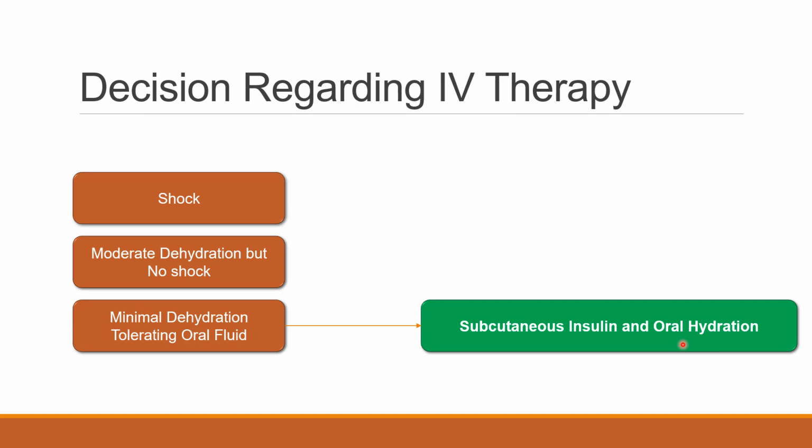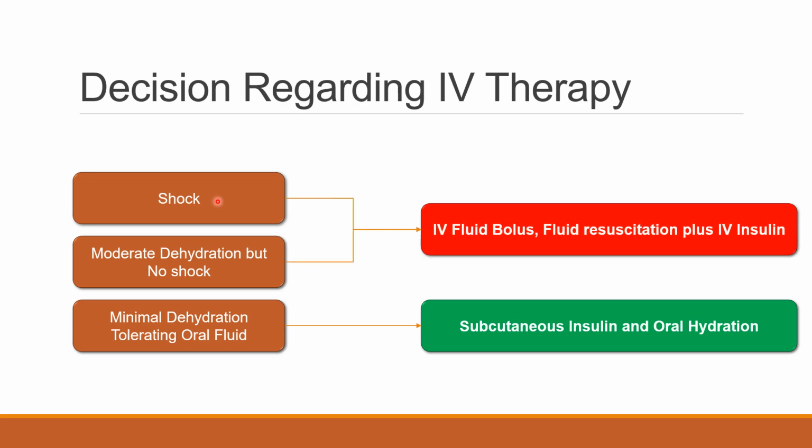severe, require IV hydration. But the specialty of the ISPAD guideline is in minimal dehydration patients or patients who are tolerating oral fluid. If the patient has mild DKA, then we can give subcutaneous insulin and oral hydration rather than giving IV hydration and IV insulin. But if the patient has moderate dehydration, or you can think moderate to severe DKA, and if the patient has shock, in both of these cases, an IV fluid bolus followed by fluid resuscitation and IV insulin will be required. There is no role of subcutaneous insulin and oral hydration in moderate to severe DKA and DKA patients having shock.